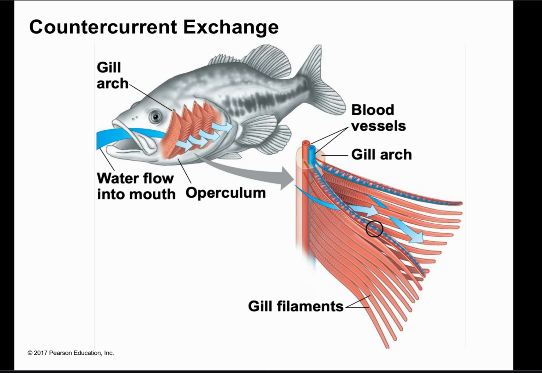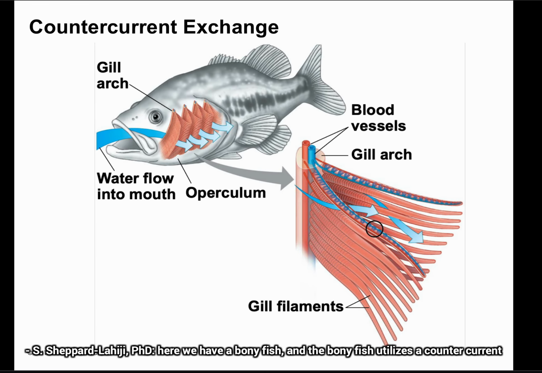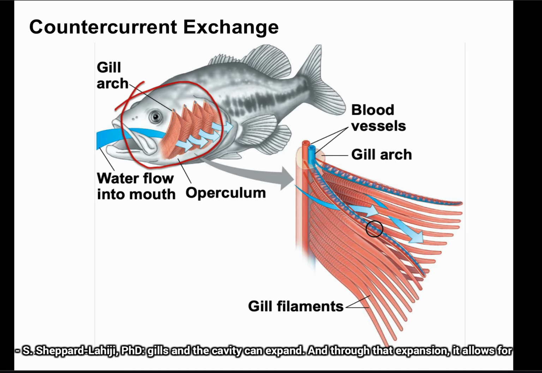Here we have a bony fish, and the bony fish utilizes a countercurrent exchange mechanism. And when it comes to this mechanism, it is really beneficial at pulling out as much oxygen as possible from the surrounding environment. Now, when it comes to the fish, it has gills, and the gills are housed within the oral cavity. So within the mouth is where we'll find those gills.